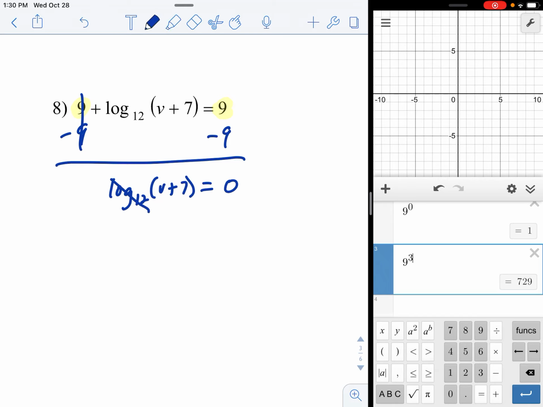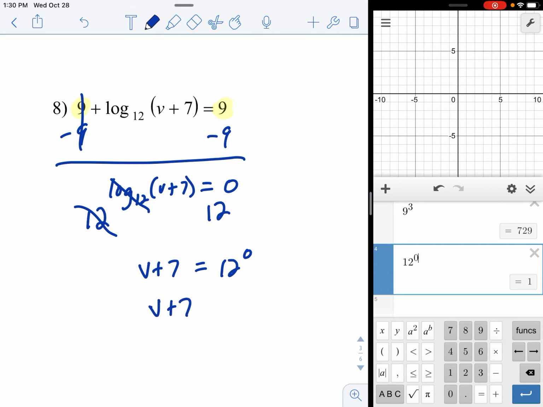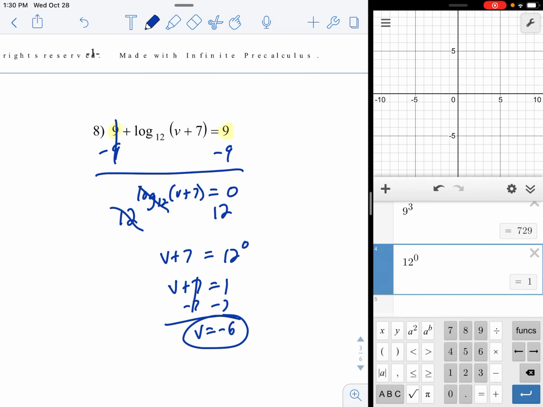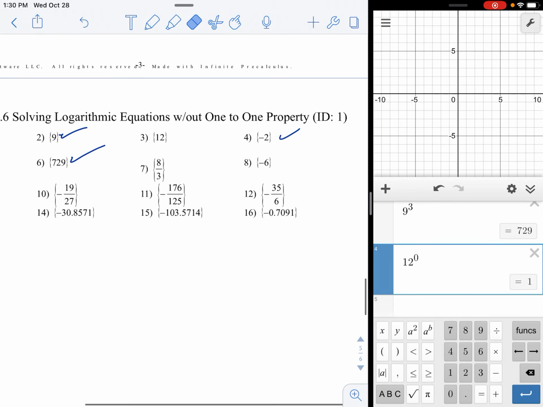How can we cancel out a log? Well, drop the base. It's base 12. You have to drop a 12 here and over there. You get v plus 7 equals 12 to the 0 power. Now, do you remember a minute ago, anything to the 0 power? Oops. 12 to the 0 power is 1. Subtract 7. V equals negative 6. And I'm not going in to manually plug these in because you don't have extraneous solutions on problems like this. So number 8, negative 6 right there.